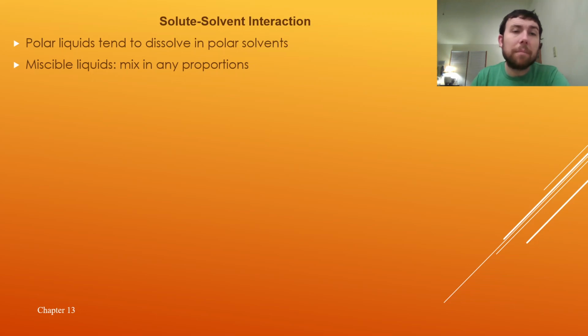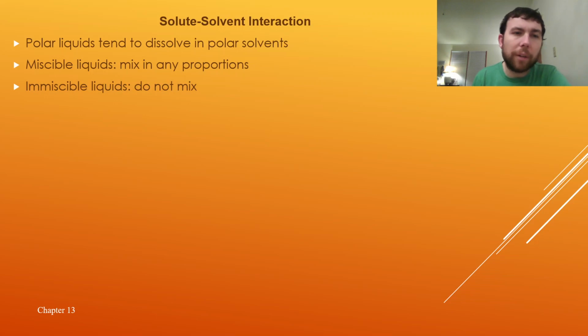Right? This is why you can get miscible liquids. They're going to mix in any proportion. You take a polar liquid like alcohol, place it in water, and it mixes. It doesn't even look like you've got two different liquids. It looks like one liquid that's been combined.